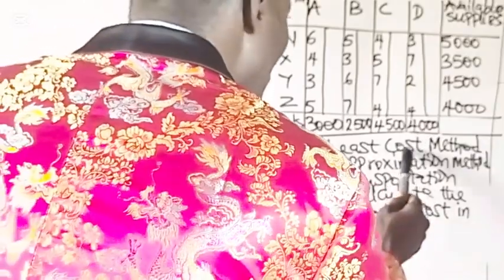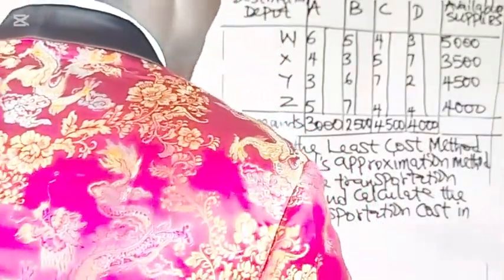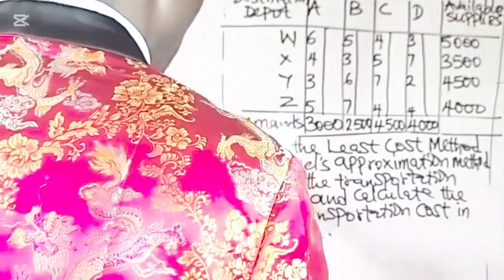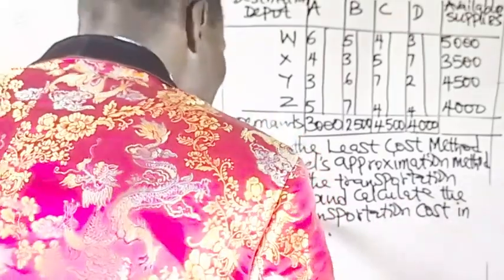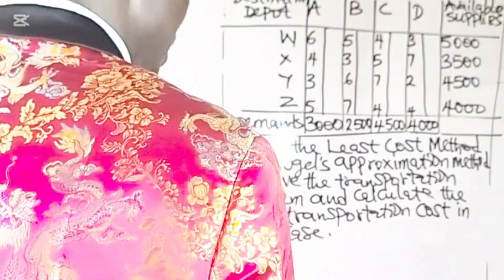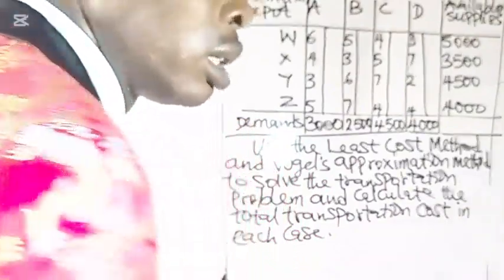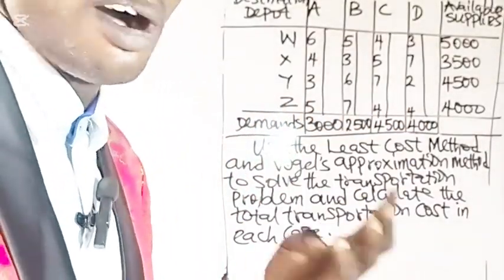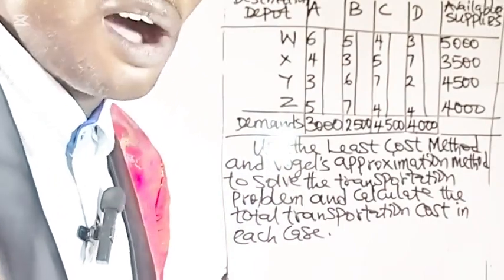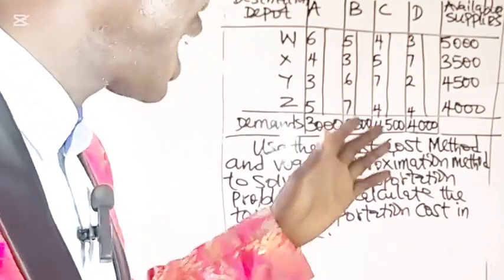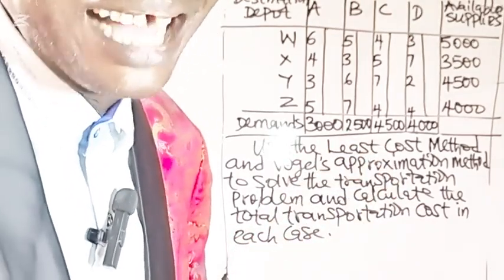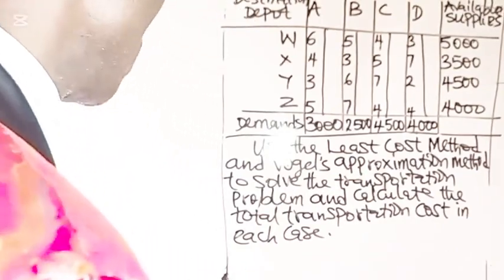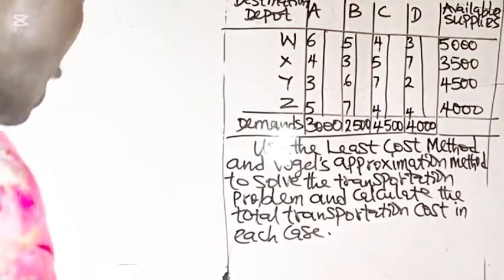Use the least cost method and Vogel's approximation method to solve the transportation problem and calculate the total transportation cost in each case. Now let's have the solution to the question. Whenever you are given a problem involving transportation, the first step is to ascertain whether the problem is a balanced transportation problem or an unbalanced transportation problem. How do you do that?